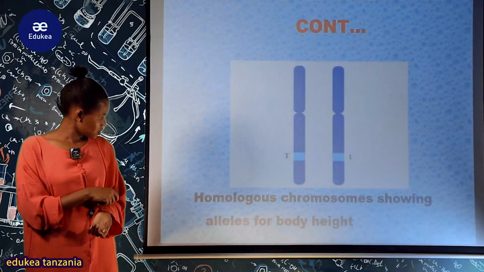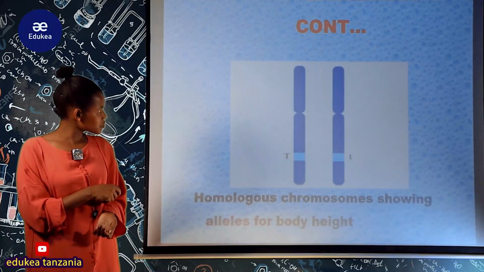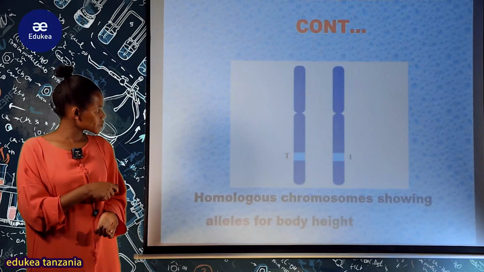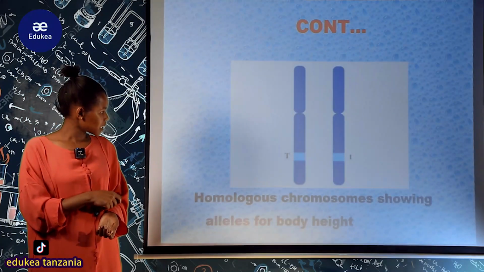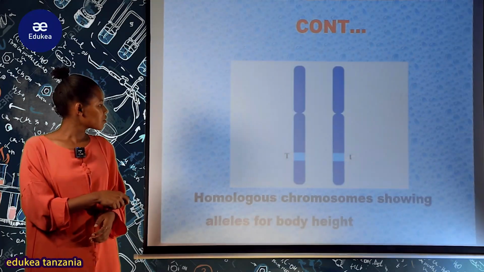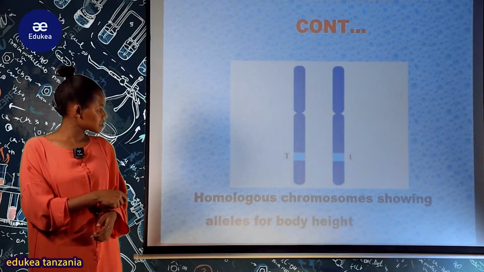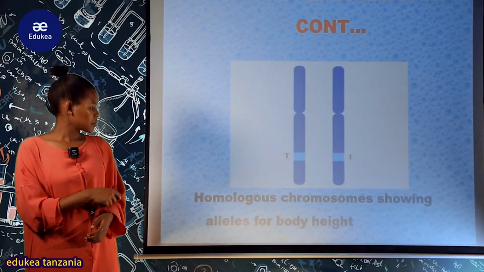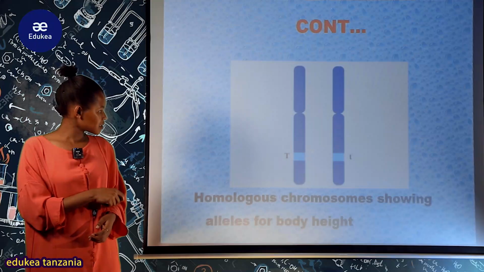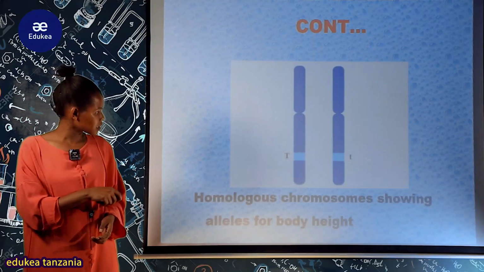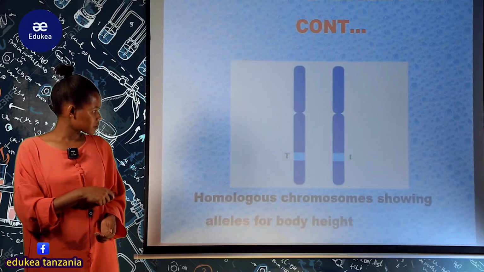For instance, we can see in this picture, these are homologous chromosomes, chromosomes that are similar, showing the allele for height and the one for shortness, where the combination of these alleles, capital T and small t, gives us a gene. But when they are separate like this, they are alleles. So these determine the characteristics of the future offspring.